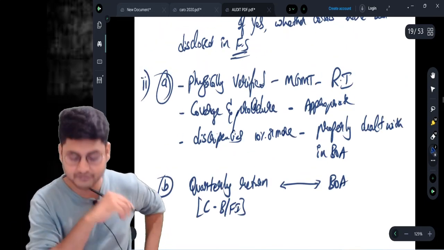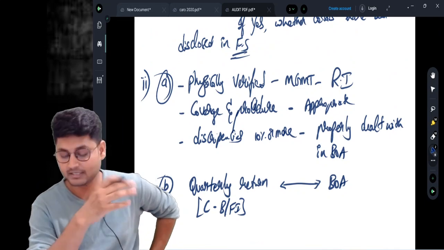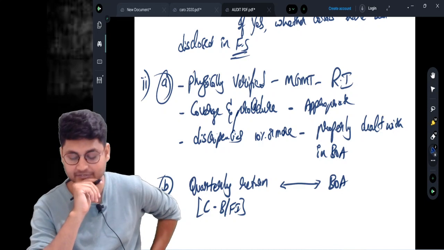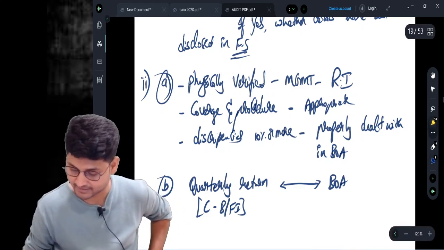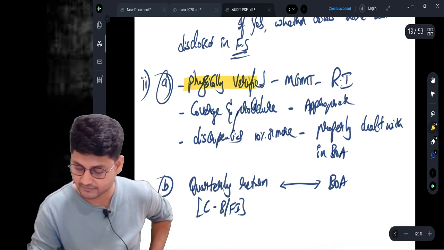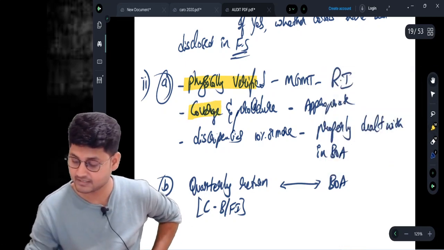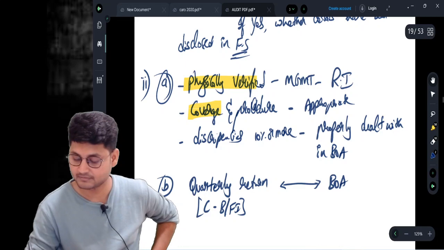See, these are the reporting requirements under clause number 2 in relation to inventories. So let me highlight a few things here. First point, it is physically verified. Coverage. See, it is coverage and procedure.